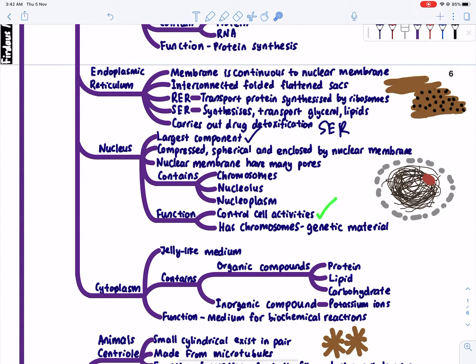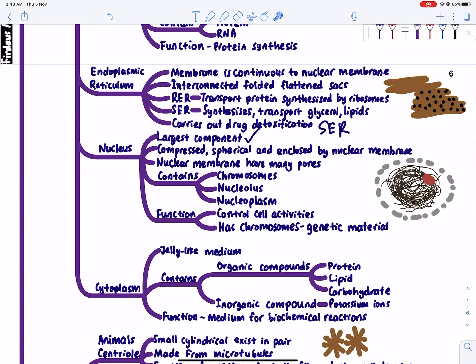Function: control cell activity. All the activity of the cell is directed by the nucleus. The nucleus tells them what to do. For example, the most important function for the cell is synthesizing protein or lipid by the rough endoplasmic reticulum and smooth endoplasmic reticulum. This synthesis is all based on the information from the nucleus, from the chromosome itself. It tells the ribosome what type of protein they need to produce.